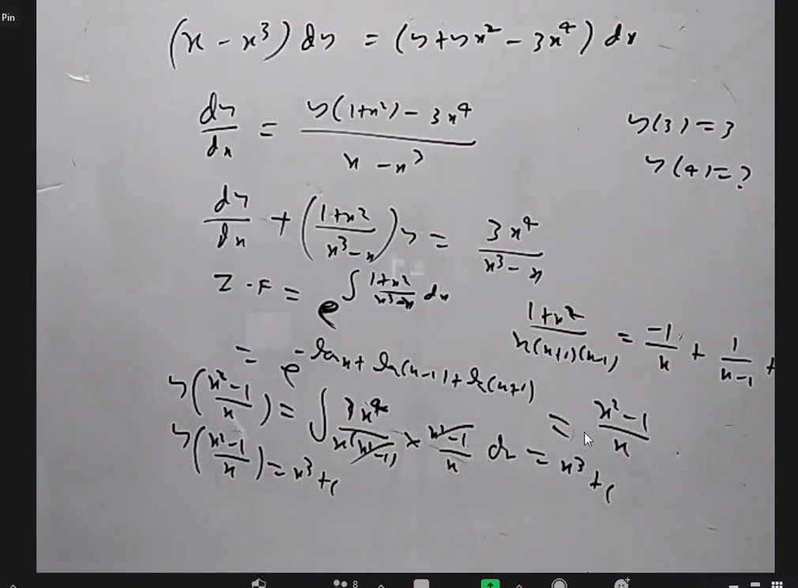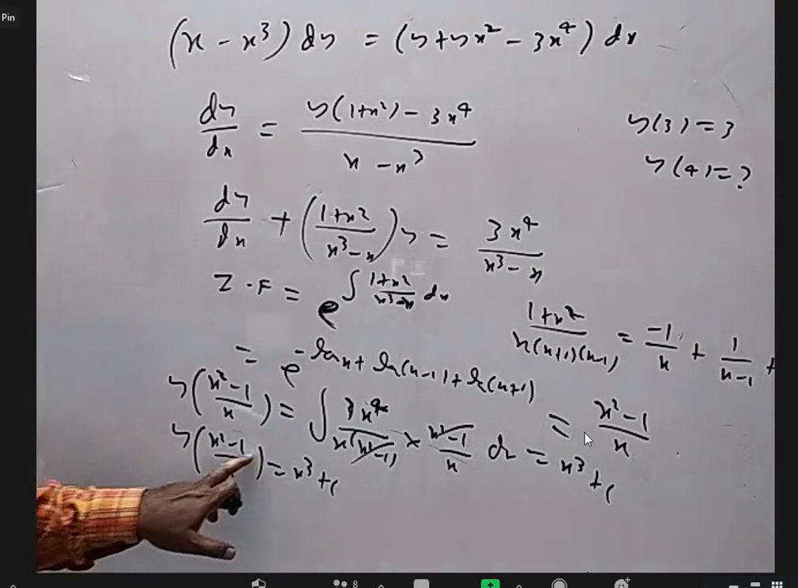To know that c, they said y of 3 is 3. When I put 3, this is 9 minus 1, 8, 8 by 3.